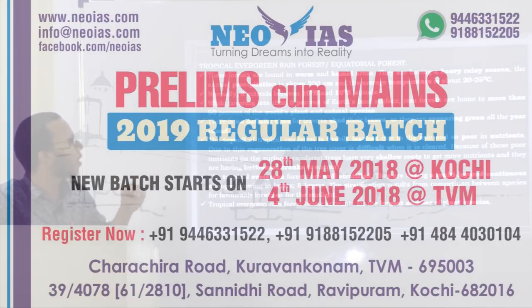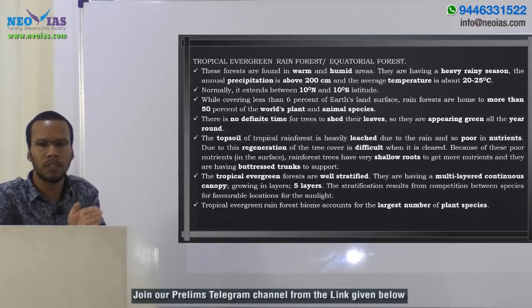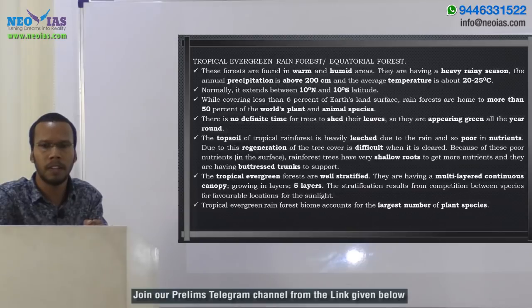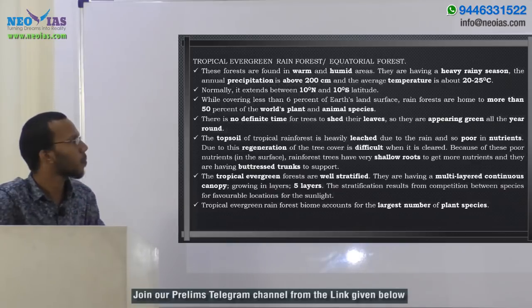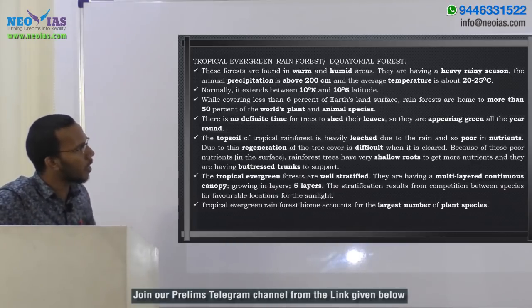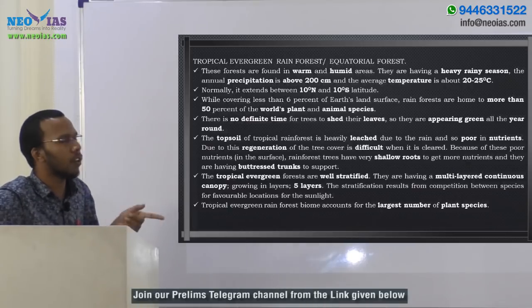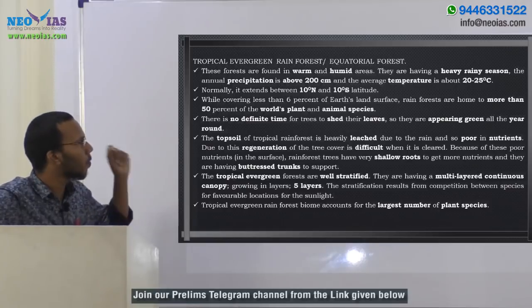So the main character of this equatorial forest is that it is found nearest to the equator. That's why it has the name equatorial forest. That's why they have a warm climate, and they are getting more than 200 centimeter rainfall, so they are humid areas also. They have a heavy rainy season, the annual precipitation is about 200 centimeter, and the average temperature is about 20 to 25 degrees Celsius. That's why they are warm and humid areas.